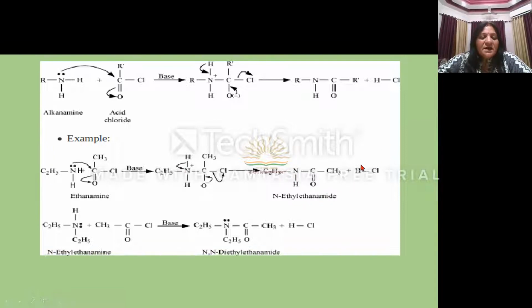Here is a secondary amine, diethylamine or N-ethyl ethanamine. Again it reacts with acetyl chloride, ethanoyl chloride, in the presence of a base. It forms N,N-diethyl ethanamide. So this is the preparation of amides from primary and secondary amines by the acylation reaction.